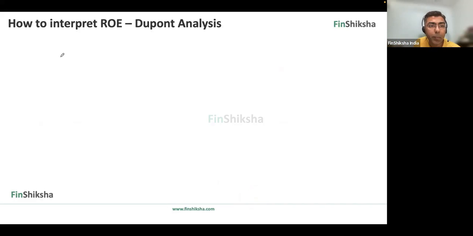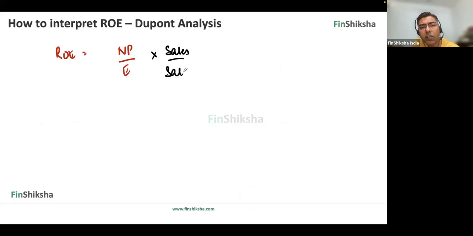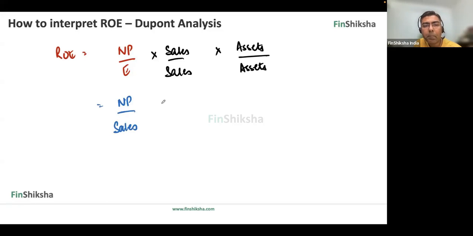You must have read about it. I'll explain this. ROE is nothing but net profit upon equity. Now, just mathematics. I can multiply this with sales upon sales and multiply this with assets upon assets. Correct? And then I can rearrange. So when I rearrange, let's say I rearrange using net profit upon sales into sales upon assets into assets upon equity. So that's basically what comes.